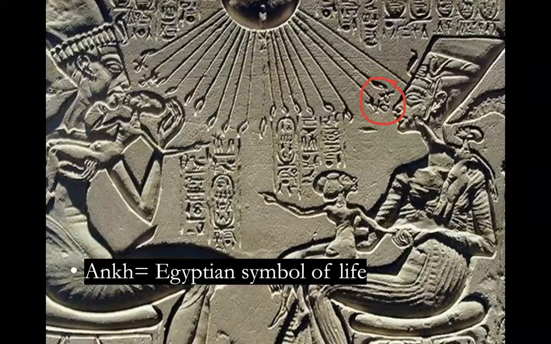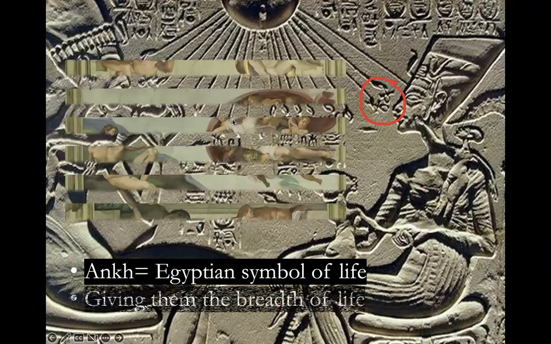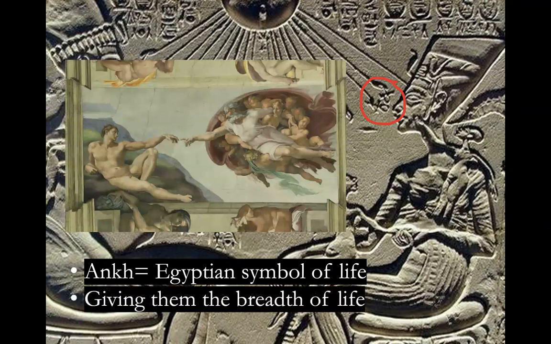Coming down from Aton on the bottom of these rays coming out, you have the Ankh. That's an Egyptian symbol of life. So if you notice, they're right here going to Nefertiti, almost breathing life into her. And then the same for Akhenaton. But here you don't have the Ankhs. So it's really just where it connects with the people, right? So it's giving them the breath of life.